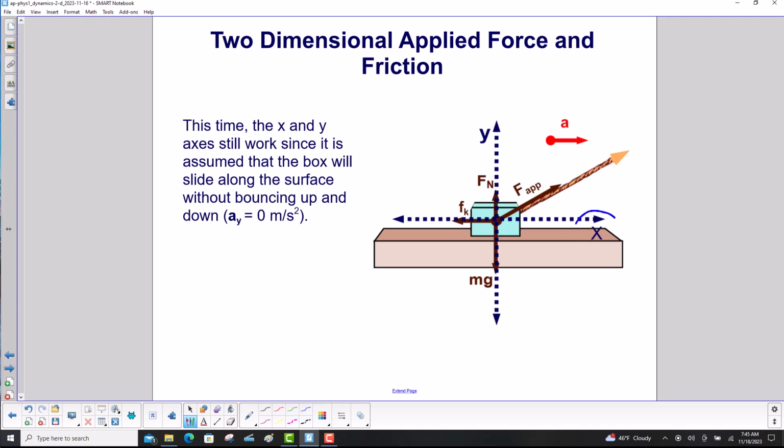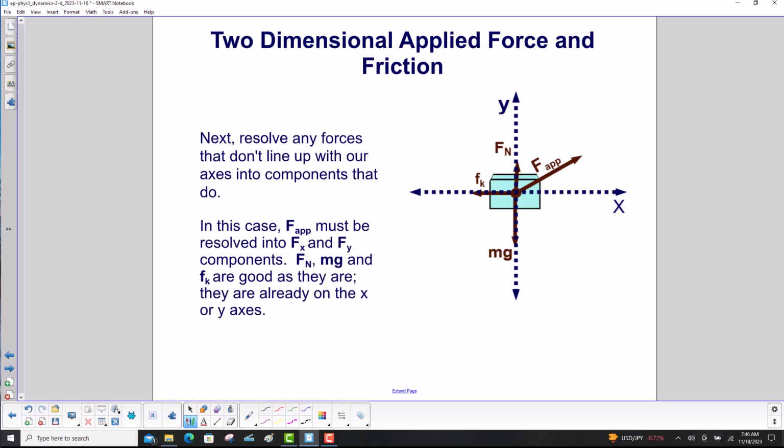This time, the x and y axes still work, since it is assumed that the box will slide along the surface, and it is not bouncing up and down, so the acceleration in the y direction will be 0 meters per second squared. Next, resolve any forces that don't line up with our axes into components that do. In this case, F applied must be resolved into F sub x and F sub y components. The normal force, mg, and the friction force are good as they are. They are already on the x or y axes.